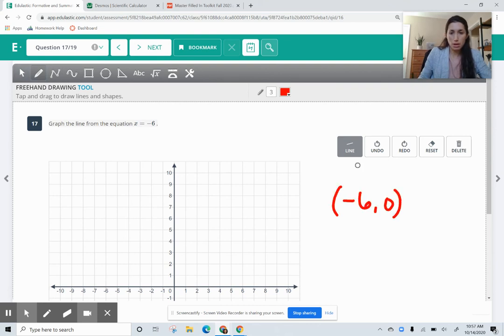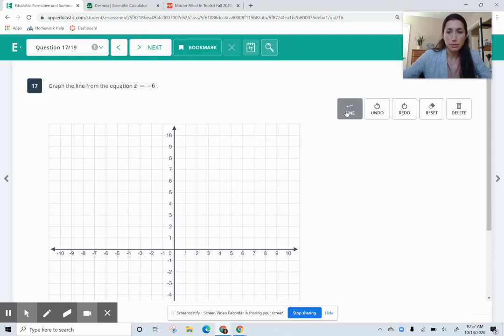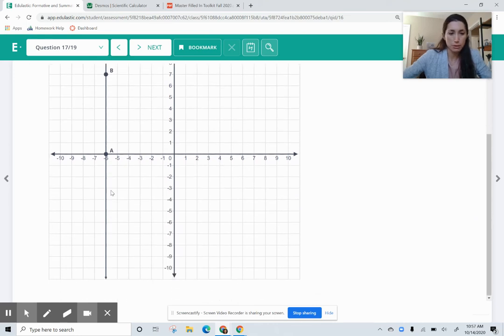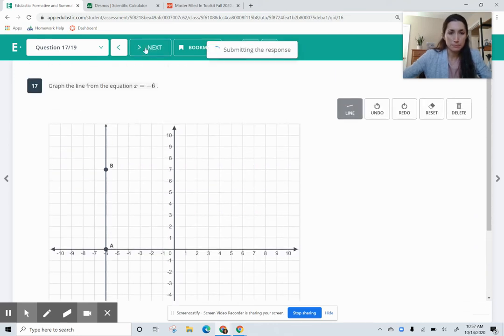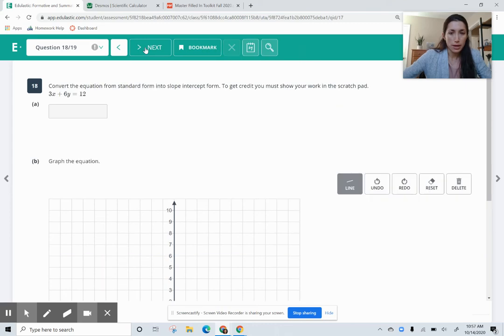So we're going to put a point there, and we're going to draw a completely vertical line through that. I'll start with my point at -6. Anywhere along the vertical line will be my other point that I'm graphing. There we go. All right, now we've got some converting for the next question.